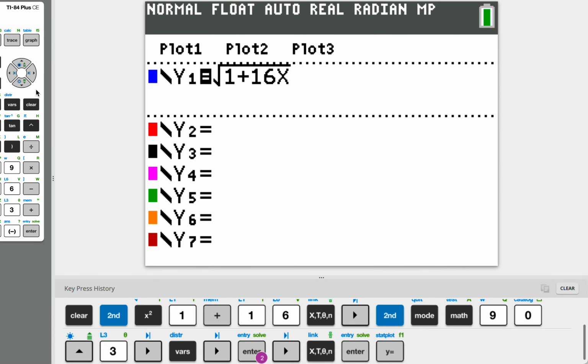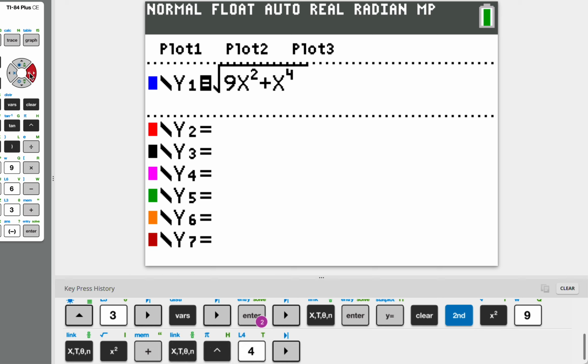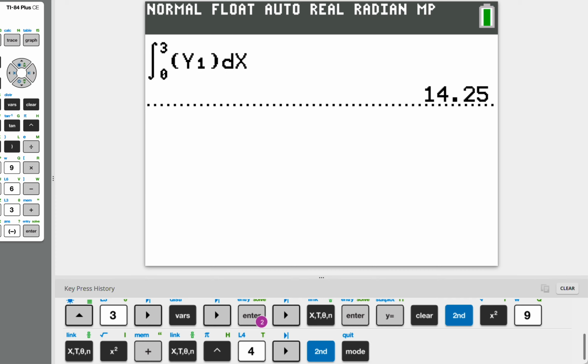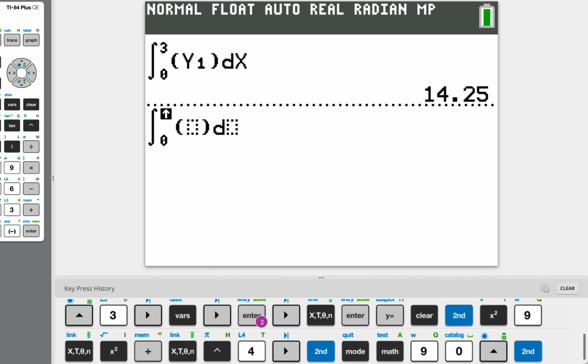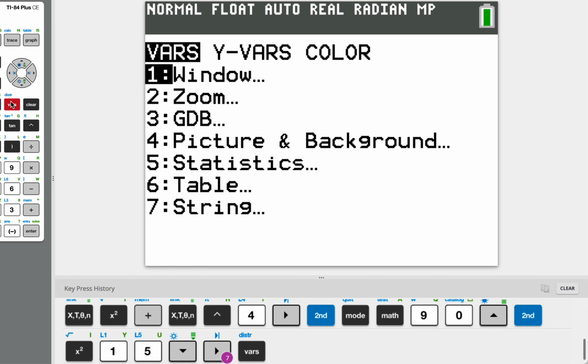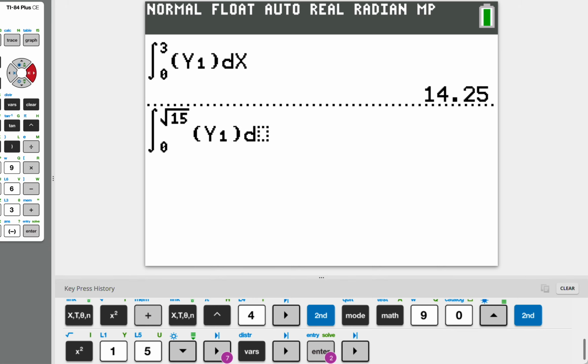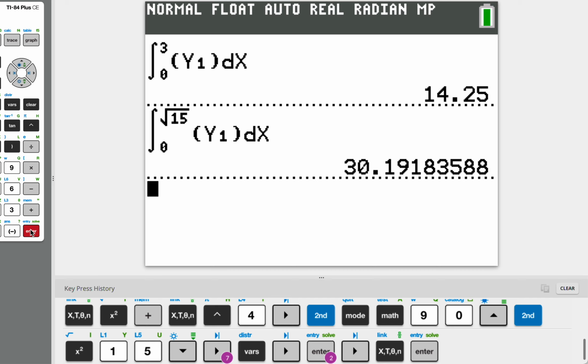If I go to y equals and clear this out, and type in 9x squared plus t to the 4th, then get out of here and go to math 9. We're going to go 0 to root 15, y bars, enter, enter, x, enter. And that is the answer, 30.192.